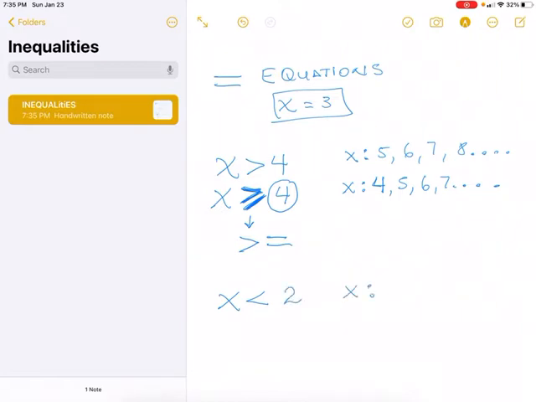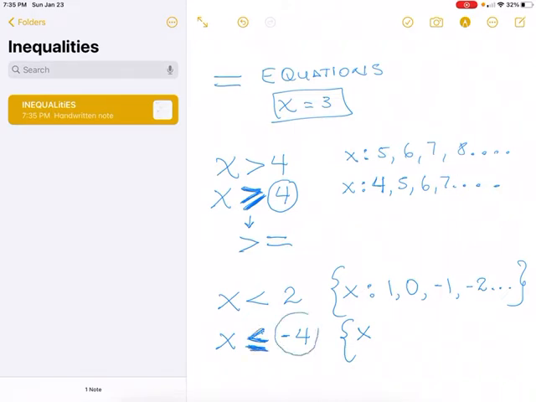It could be x is less than 2. So if x is less than 2, it is 1, 0, -1, -2, and so forth. You could have, let's say, x is less than or equal to -4, for example. Okay, so if it has the equal sign, then you need to include that number in your solution. So x is less than or equal to -4. Now, what number is less than -4? -5, -6, -7, and so forth.